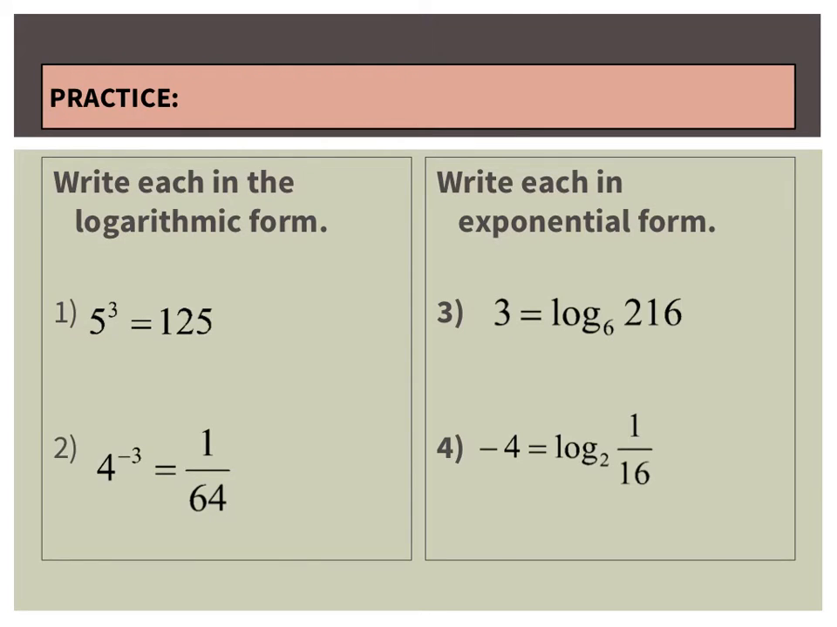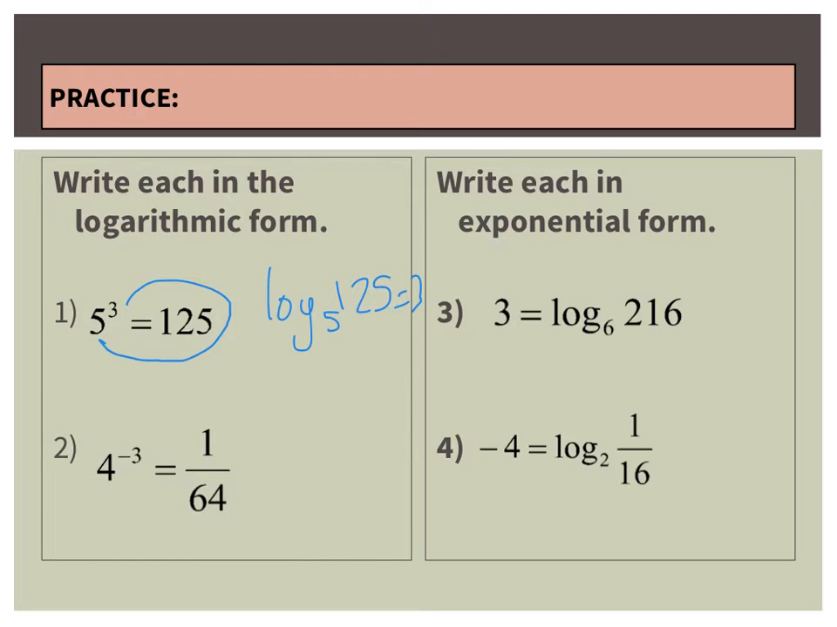All right, so I've got log base 5 of 125 equals 3. And remember what that's saying is 5 to the third power equals 125. I use logs to figure out exponents.